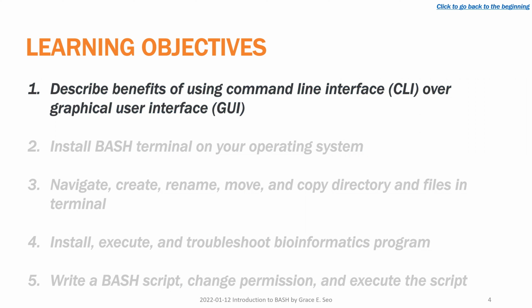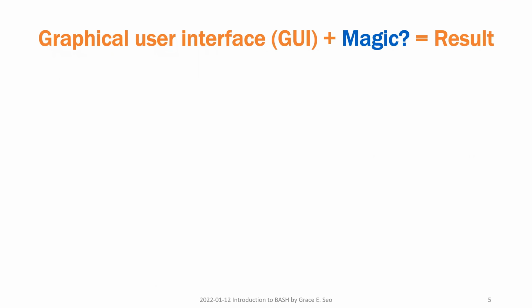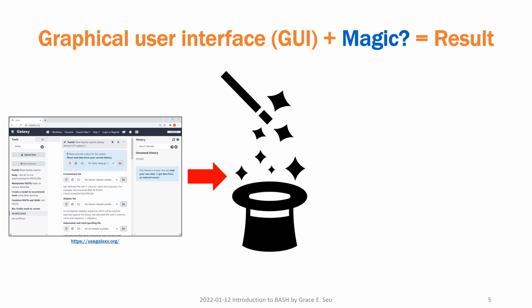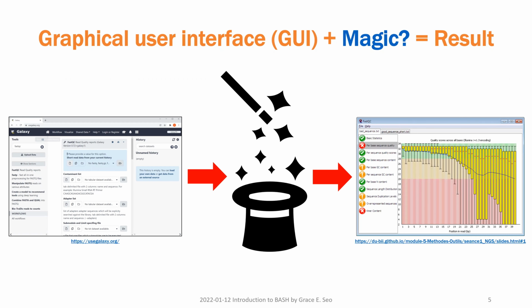I will begin by explaining what Bash is and how it could be useful for bioinformatics analysis. In our everyday tasks, most of us click a lot of buttons on websites or on programs with a graphical user interface, GUI in short. For example, on any data analysis website, it only takes a few clicks to analyze data. Once you submit a job, the website does some kind of magic and you magically get your results.